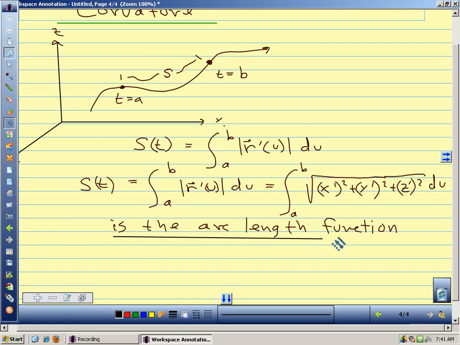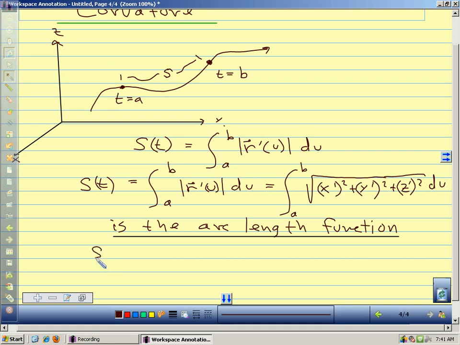And this arc length function is going to play an important part in what we do for a good part of the semester. And we call s the arc length parameter. So this gives us a way of parameterizing our curve with respect to the arc length. And each value of the arc length is going to give us a unique point on our curve.